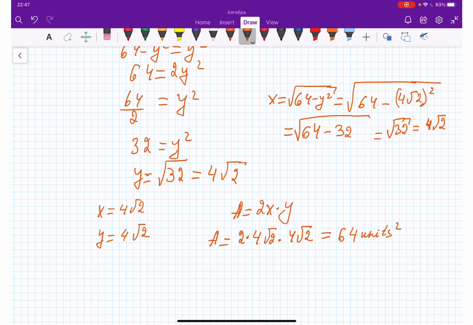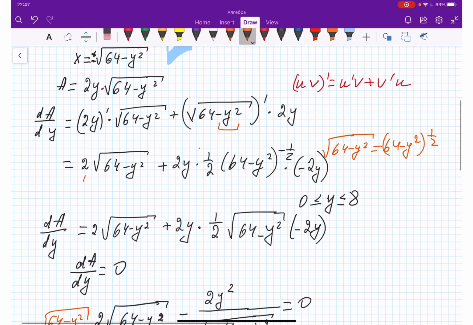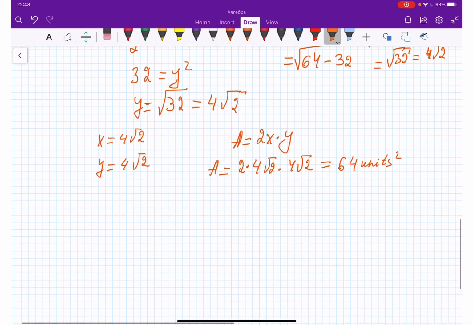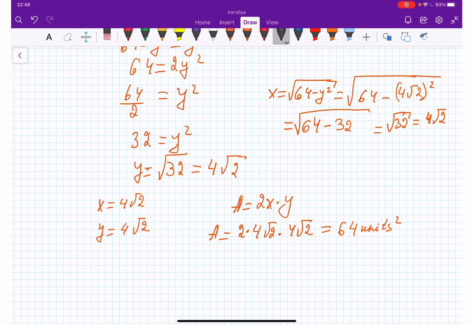And let's see, we put a condition here, where is it? Oh, here it is. We put here the condition that y can be greater than 0 and less than 8, which proves that our answer is fitting within the condition limit, right? 4 square root 2 is less than 8. Therefore, we have the maximum area, the area of the largest rectangle that can be inscribed inside a semicircle is 64 units squared.